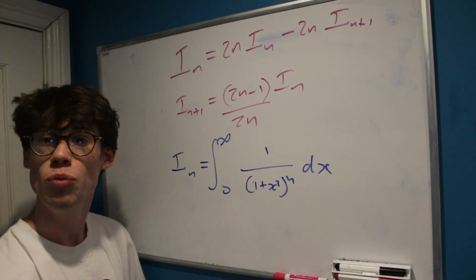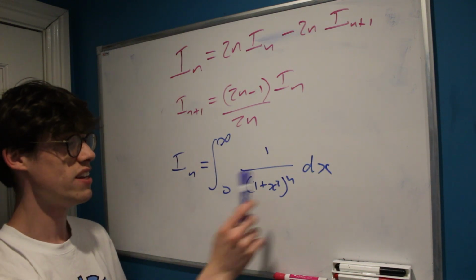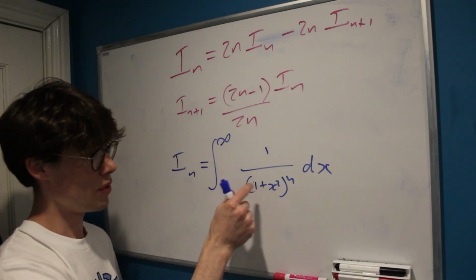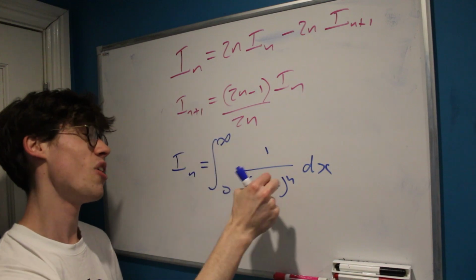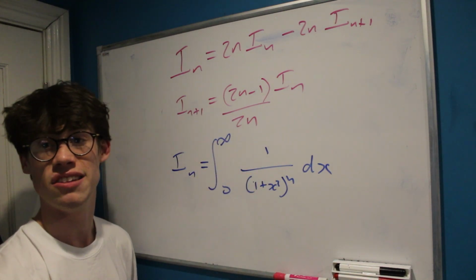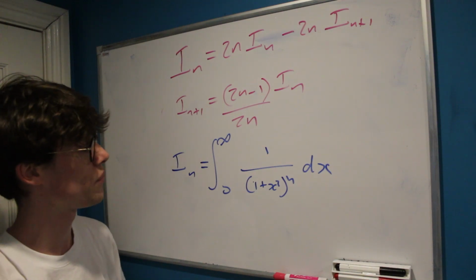Now normally I'd choose n equals 0 as a nice starting point. We could build up from there, but when n equals 0 we have a problem, because 1 plus x squared all to the power of 0 is just 1, and so we'd be integrating 1 between the bounds of infinity and 0, and that's going to diverge. It's not something we can deal with in a nice way.